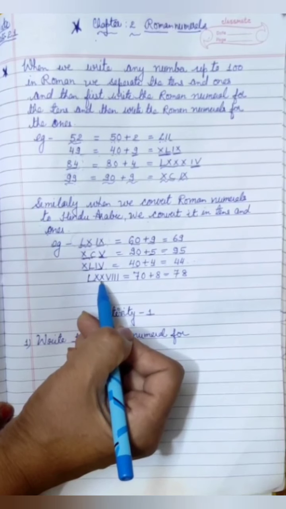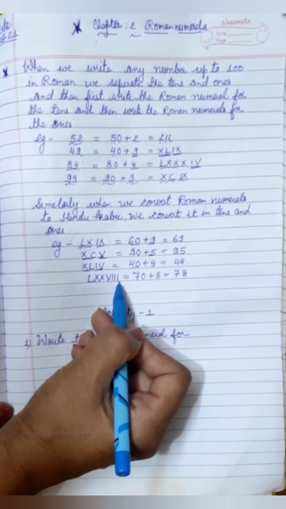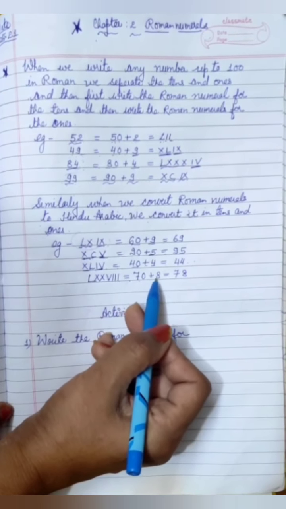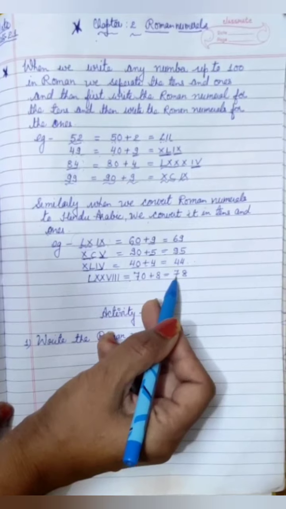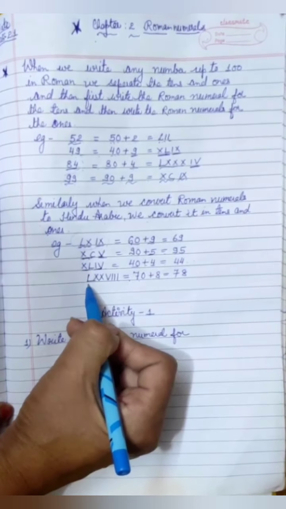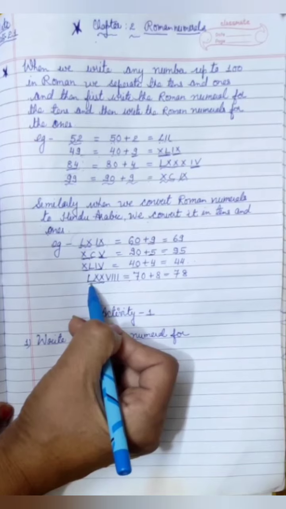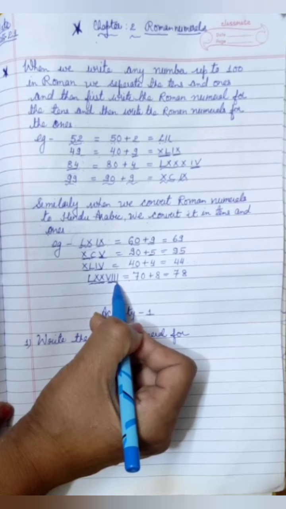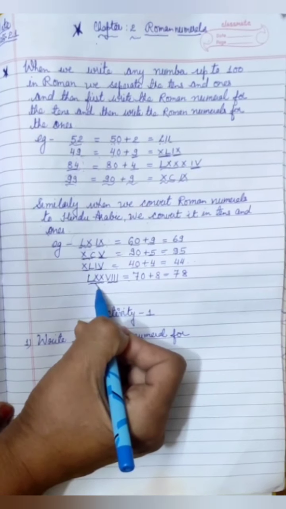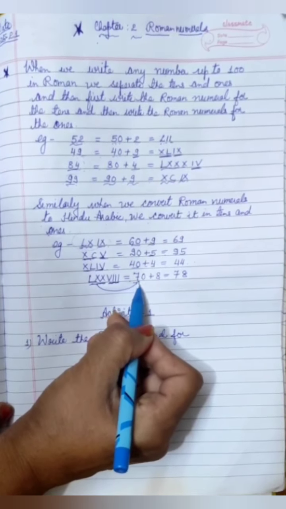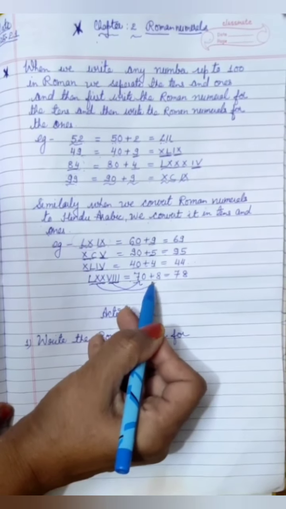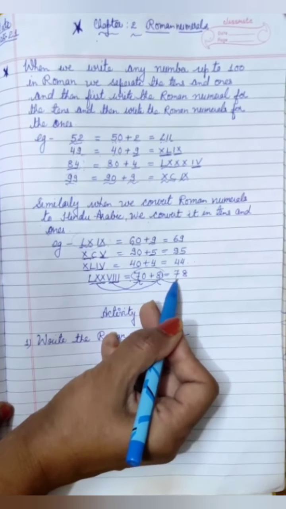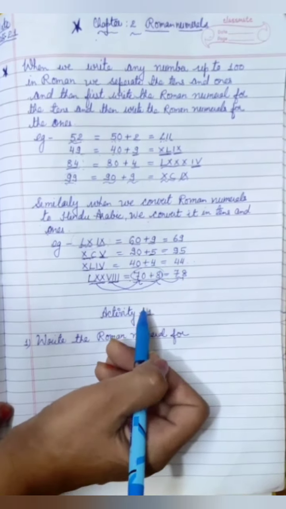Similarly, LXXVIII is equal to 70 plus 8, that is equal to 78. Here, LXX is in the tens group and VIII in the ones group. So for this, we write 70. And for this, we write 8. And if we add these two, then we get 78.